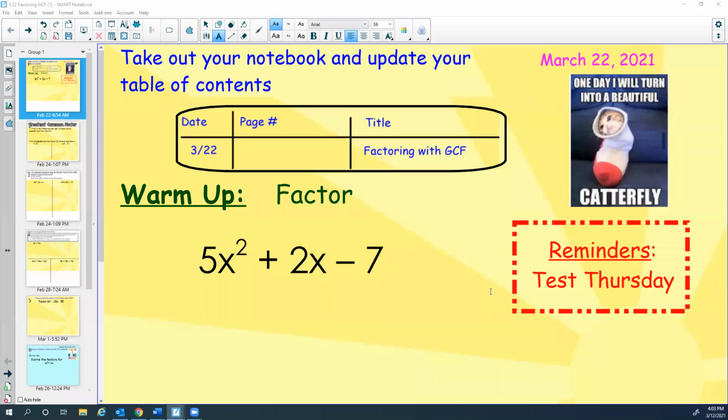All right, everybody, we're going to go ahead and get started on today's notes. We're talking factoring with GCF today. That's the title to put in the notes and for the table of contents. For the warm-up, factor 5x squared plus 2x minus 7.